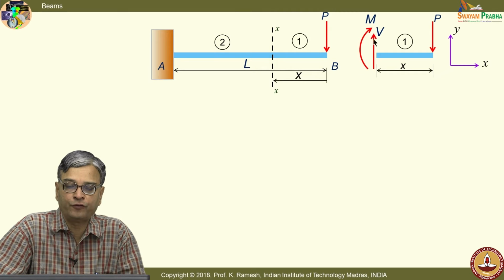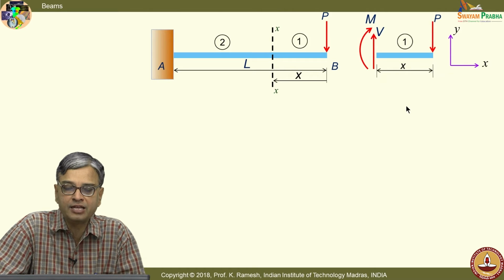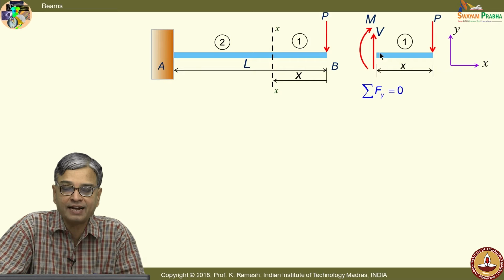I would put the unknown forces, anti-clockwise moment is positive, and on a negative surface, positive direction of V is positive. So, I have written down the unknown forces. Now, I can apply the equations of equilibrium. When I put sigma Fy equal to 0, I would put this as positive V minus P equal to 0. I am not writing that step, I am directly writing the final answer. I write V as P newtons.